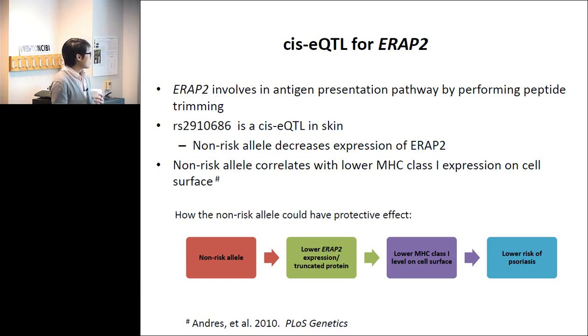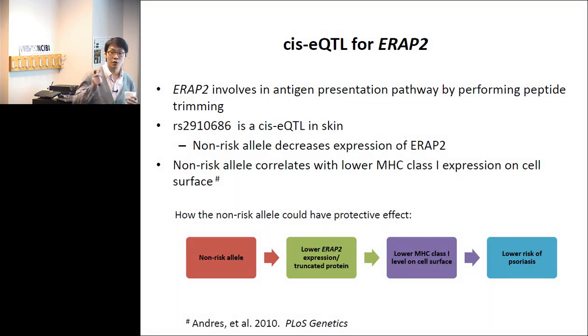It has also been observed that the non-risk allele correlates with lower MHC class 1 expression. One of the reasons is probably the nonsense-mediated decay, so ERAP 2 does not function properly anymore.